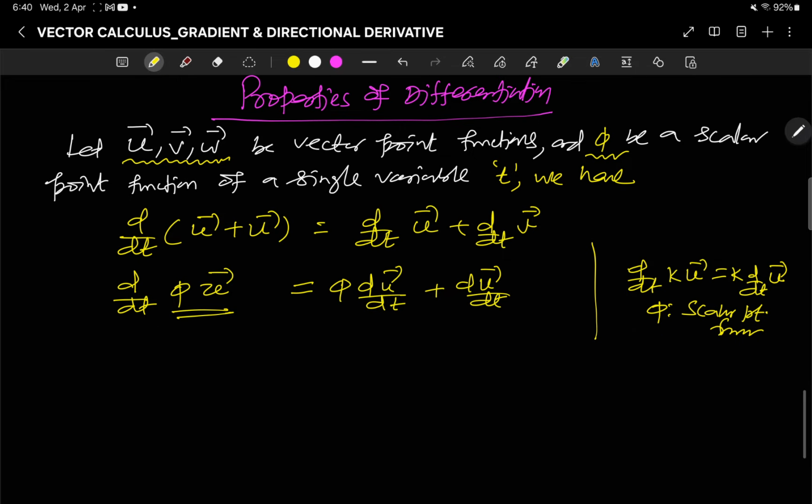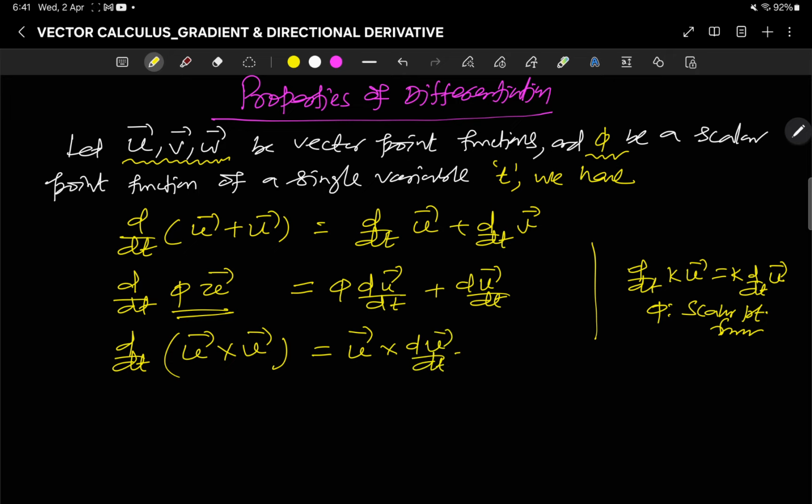Now likewise here, d by dt of u cross v. So now it is u cross dv by dt plus du by dt cross v. Okay, so this order matters here, this order is strict, because a cross b is not equal to b cross a. Okay, this order is strict.